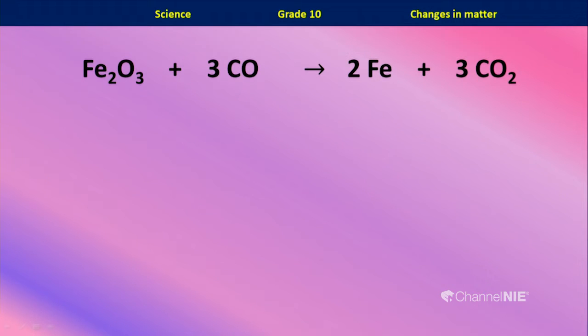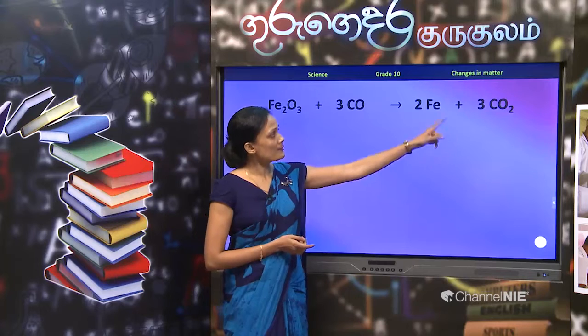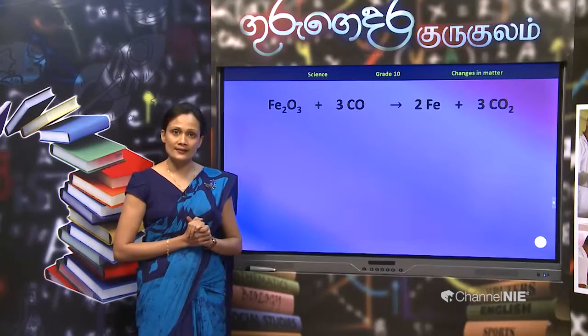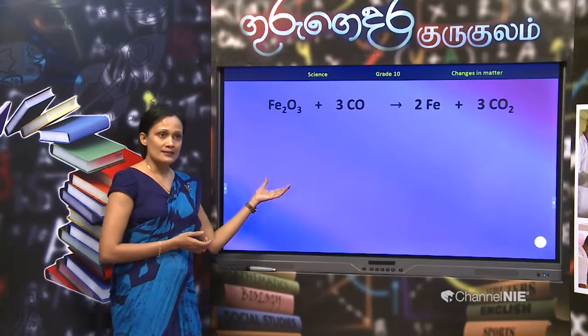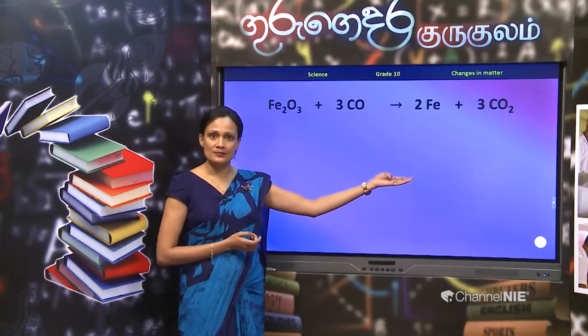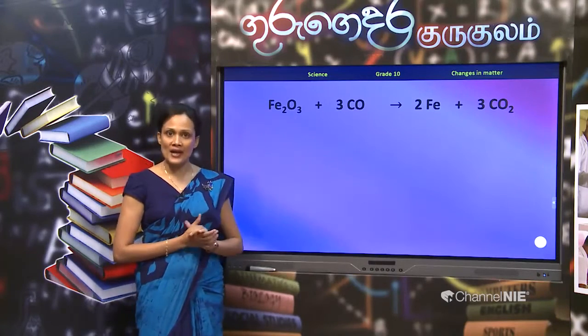Here 3 oxygen atoms, and in carbon monoxide also there are another 3 oxygen atoms. Total oxygen atoms present on the reactant side is 6. And look at the product side. In carbon dioxide 2 oxygen atoms are present. It is multiplied by 3, that's why there are 6 oxygen atoms present on the product side. On the reactant side 6 oxygen, on the product side 6 oxygen atoms. That's why oxygen is also balanced.